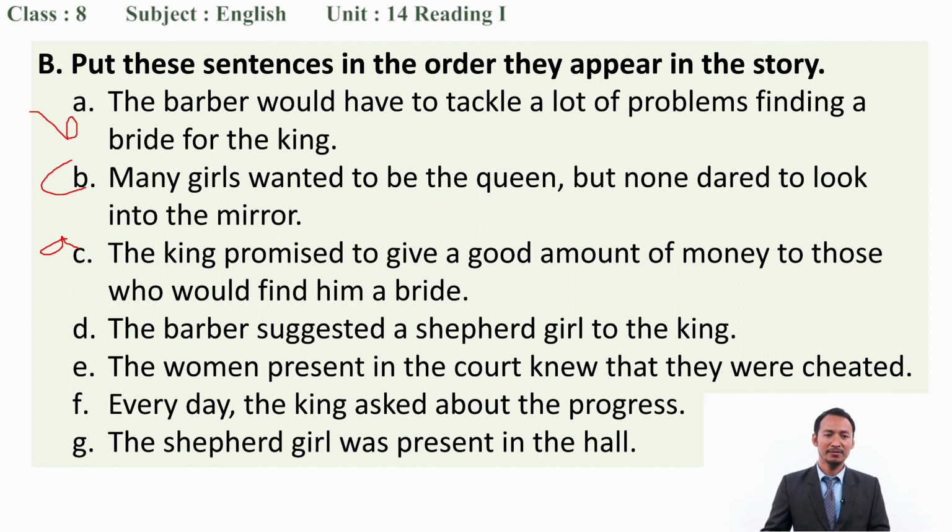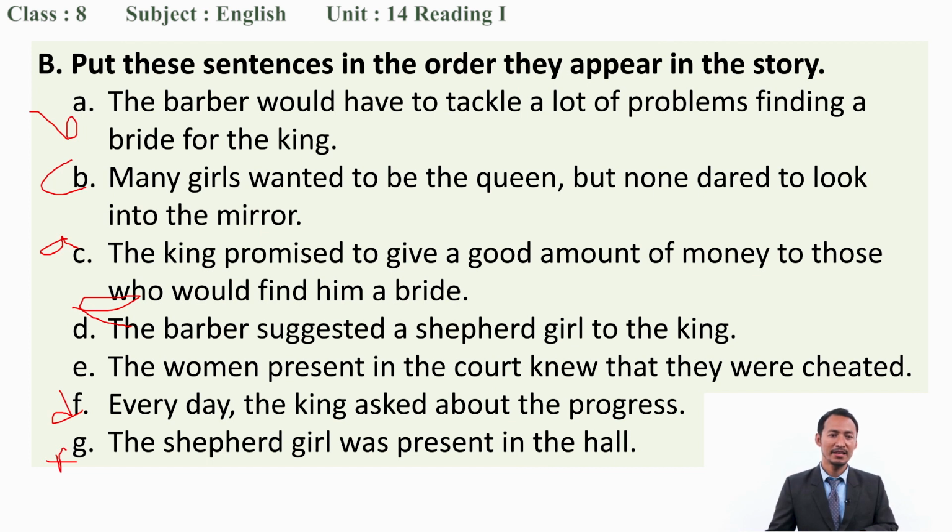And अर्को हेरौँ. After that, what happens? The king wants to check about the progress. अब प्रोग्रेस चेक गर्दाखेरि के हुन्छ? पाउँदैन. And then this might be the another sentence, that is E. The barber suggested a safer girl to the king. Okay? And then second last is this one. The safer girl was present in the hall. त्यसपछि बोलाइन्छ हलमा. And finally के पाउँछ थाहा हुन्छ?